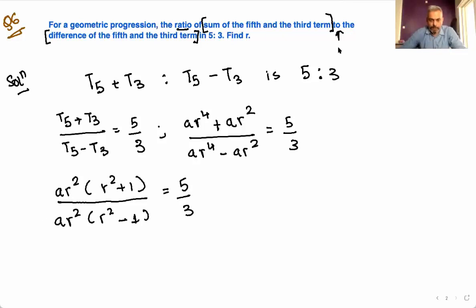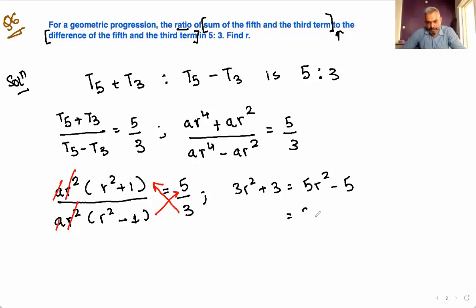Now, pay attention please. A cancels, R square cancels. This we cross multiply. So what do we get? 3R square plus 3 is equal to 5R square minus 5. Now 3R square, if we take to the right hand side, it becomes minus, so 2R square minus 5; taking it to the left hand side it becomes plus 5, so 8. Therefore R square is equal to 4. Therefore R is equal to what?